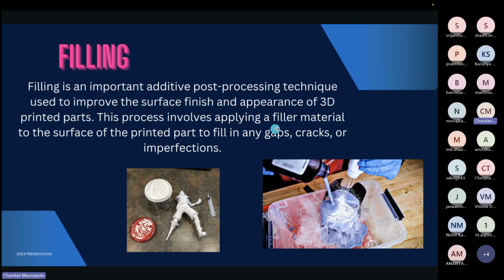This process involves applying a filler material to the surface of a printed part to fill in any gaps, cracks, or imperfections. See, nothing in this world is perfect. So, in order to fill these imperfections, you need to use filling, and you need to cover those gaps using these fillings. Okay.